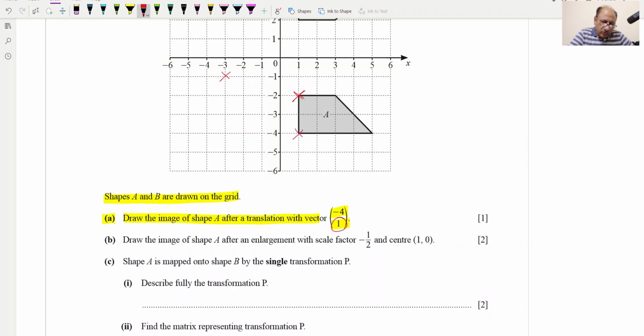Like for example, this point will be shifted to this one, and this point will be shifting to this one, and 1 2 3 4 units. So 1 2 3 4 units, there will be 1 point here, and now we can join these points to draw the translated shape, and this will be the translated shape. And this is basically the image of A after the translation by vector -4 and 1.